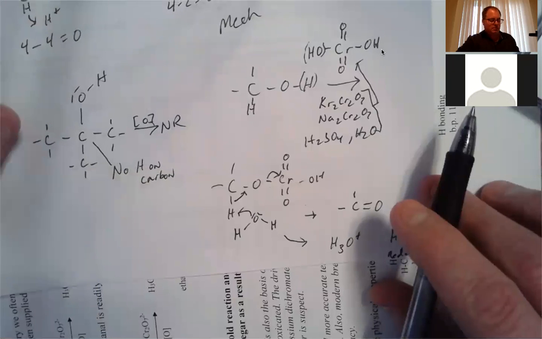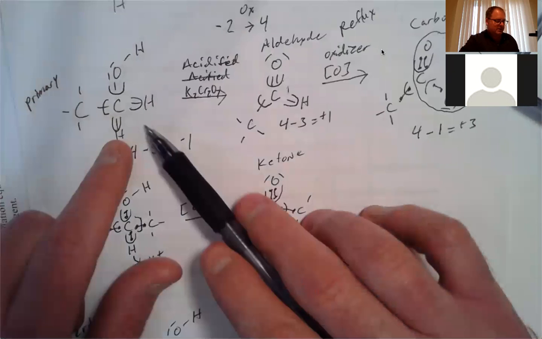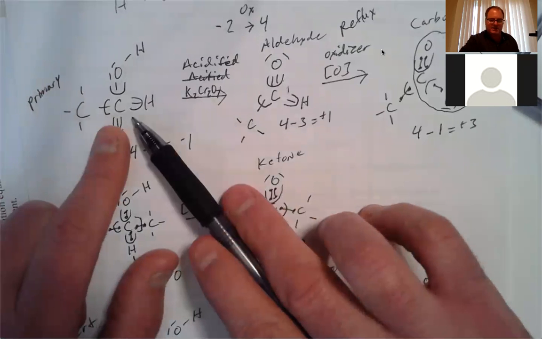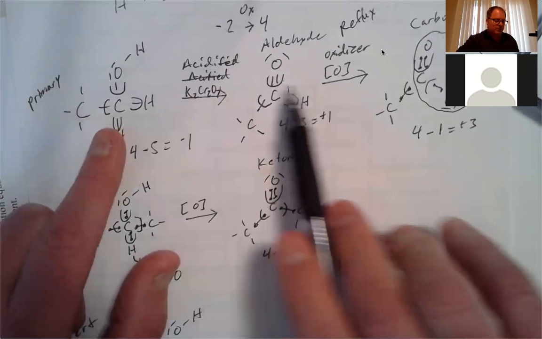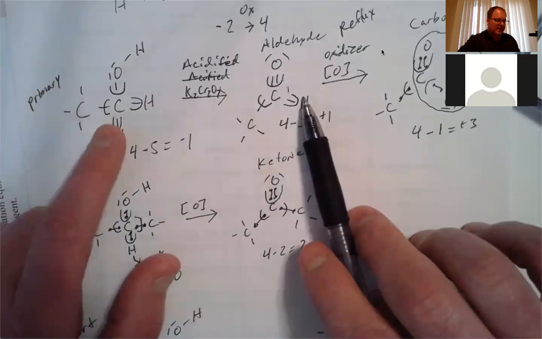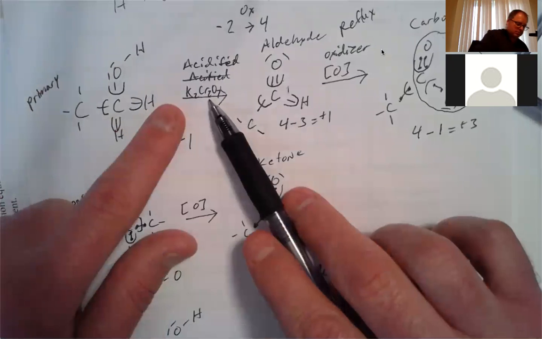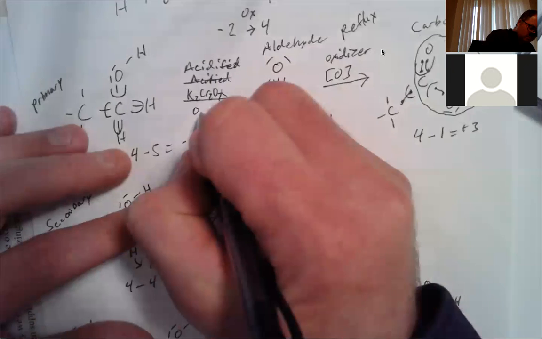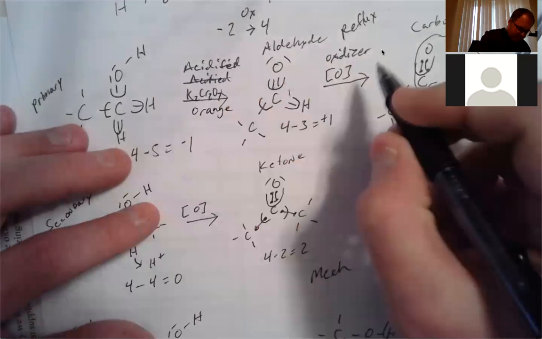So I know from looking at questions, you do need to know that a primary alcohol in acidified dichromate will go to an aldehyde. And they do want you to know that this bright orange color turns to a green one. Becomes green.